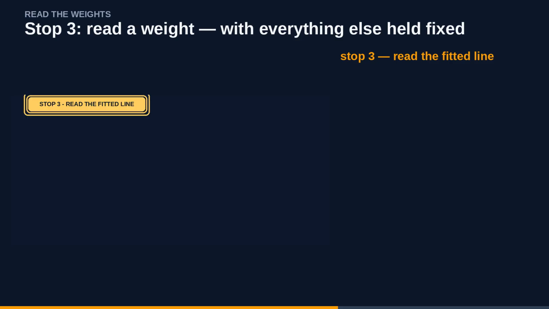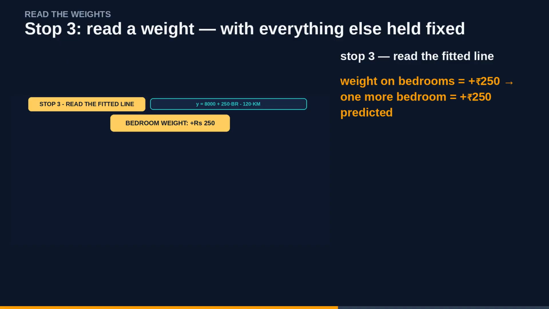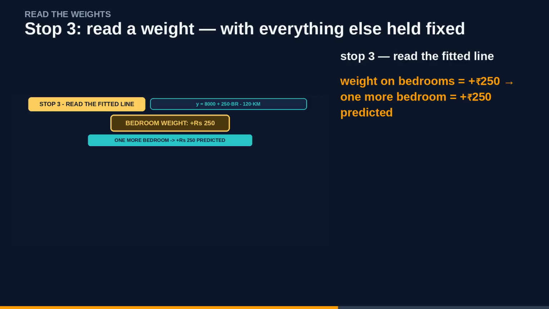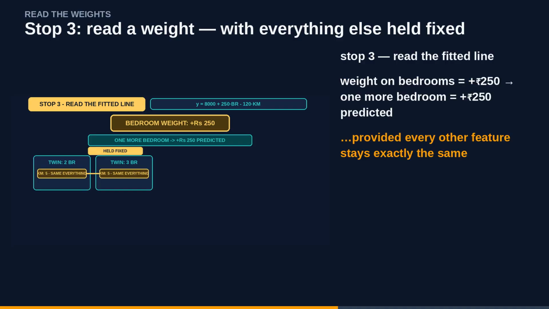Stop 3: the line is fitted, now read it honestly. Each weight has a plain language reading. The weight on bedrooms is 250, so adding one bedroom raises the predicted rent by 250 rupees, provided every other feature stays exactly the same. That last clause is the whole reading. Compare 2 flats that differ only in bedrooms, same distance, same everything, and the prediction moves by exactly 1 weight.